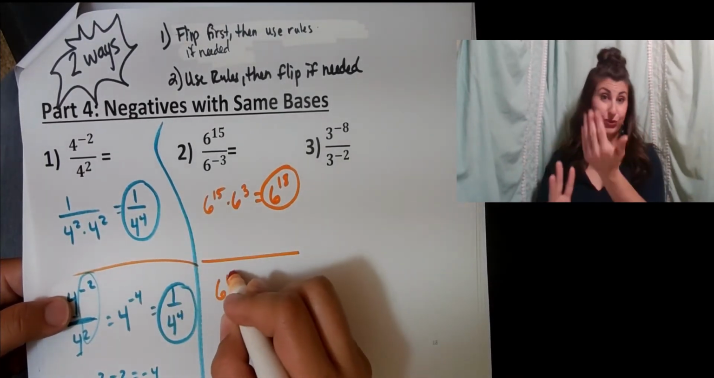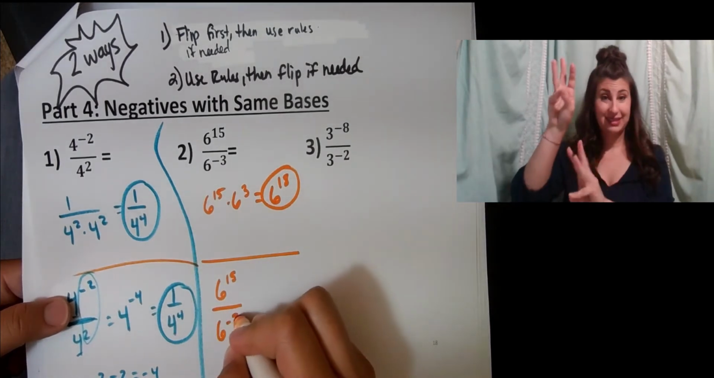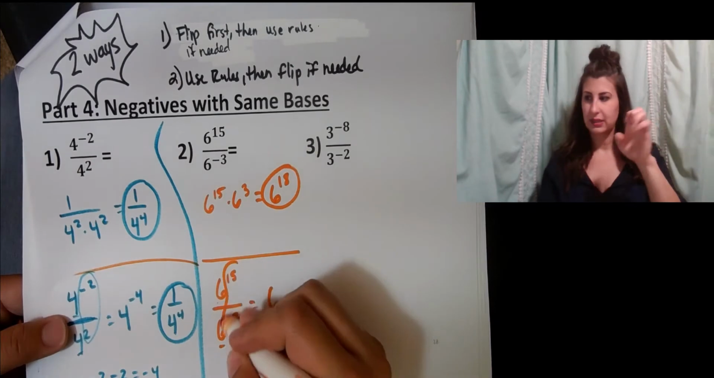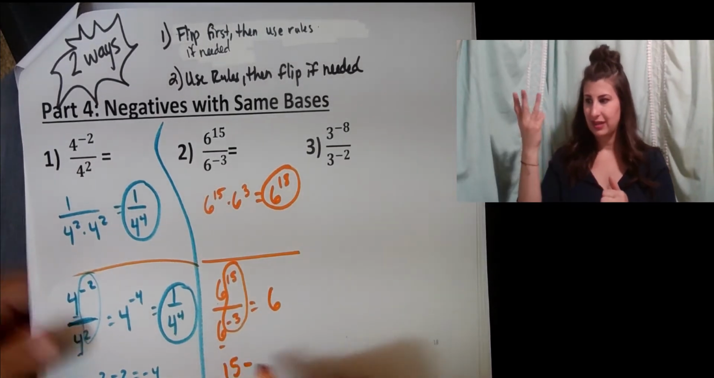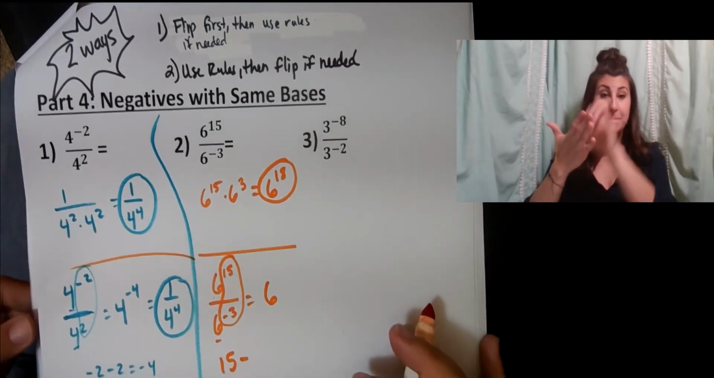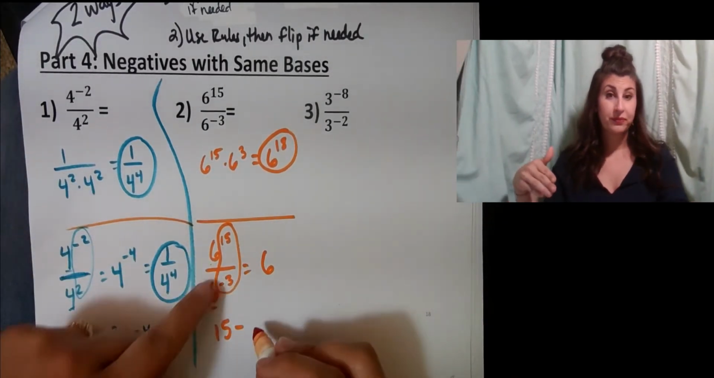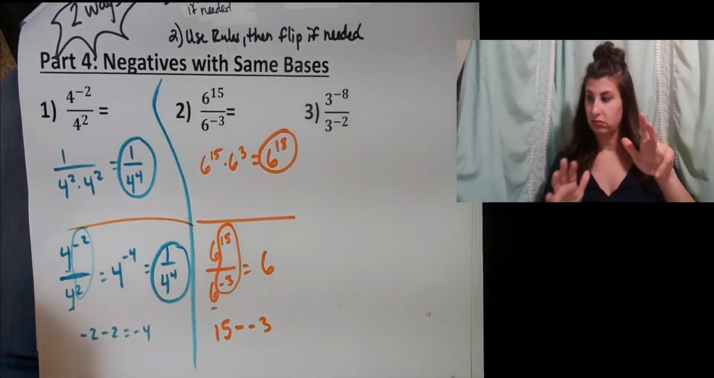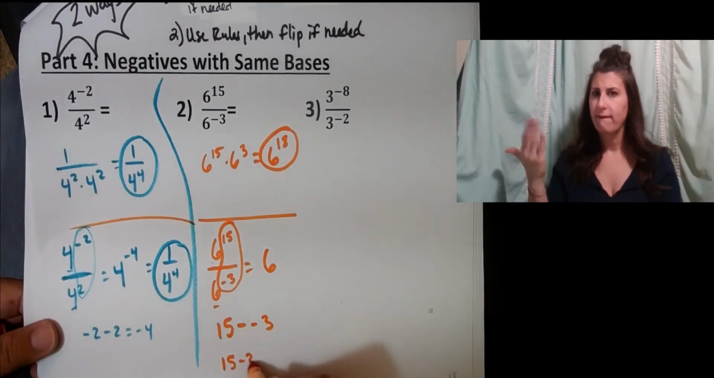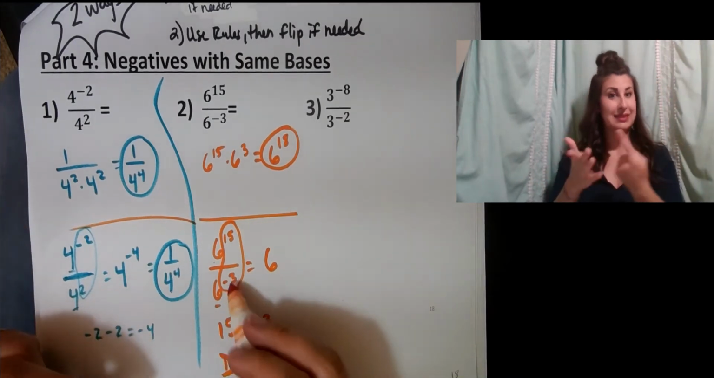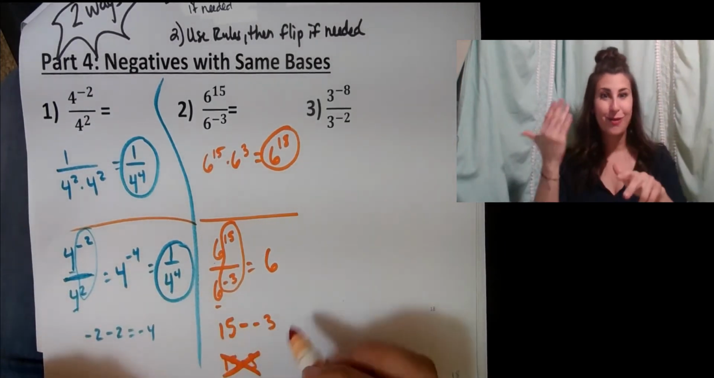So I have 6 to the 15th over 6 to the negative third. So use rules, same base, so I can subtract those. So that will be 15 minus, automatically because it's a division, it's a fraction, but then it's negative 3. Okay, don't say, oh, 15 minus 3 because there's a minus 3 there. No, that's where people get this part wrong.